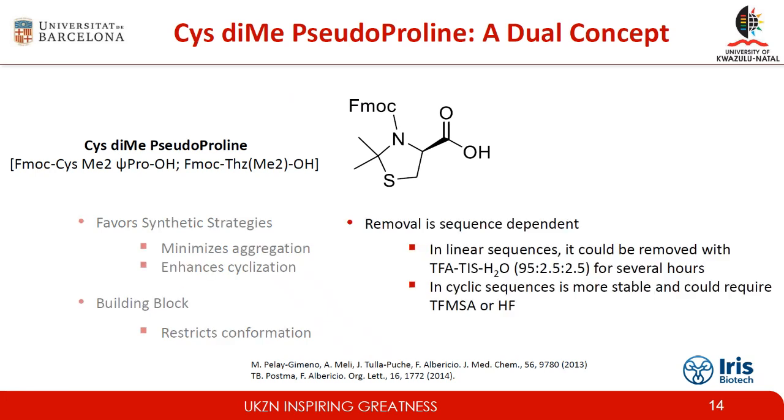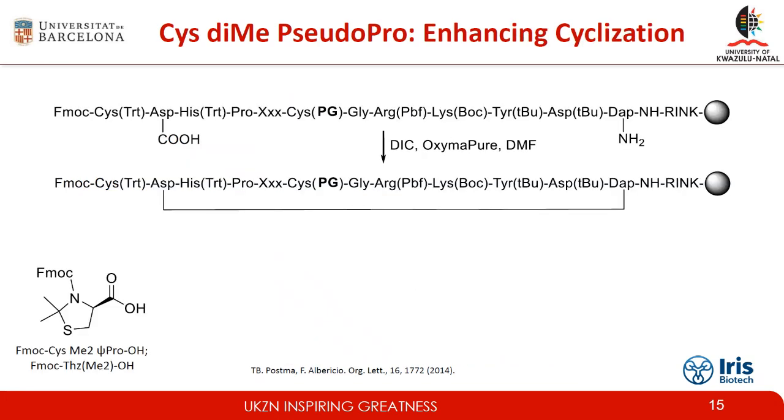The removal of the pseudoproline in a linear sequence takes very often several hours, sometimes 36 hours, 2 days, but it can be removed. Cyclic sequences are much more difficult to remove and you have to use TFMSA, trifluoromethanesulfonic acid, or even HF. Here we have an example. We tried to make a conotoxin in which one of the disulfides was substituted by a lactam. Here we have our sequence of the conotoxin.